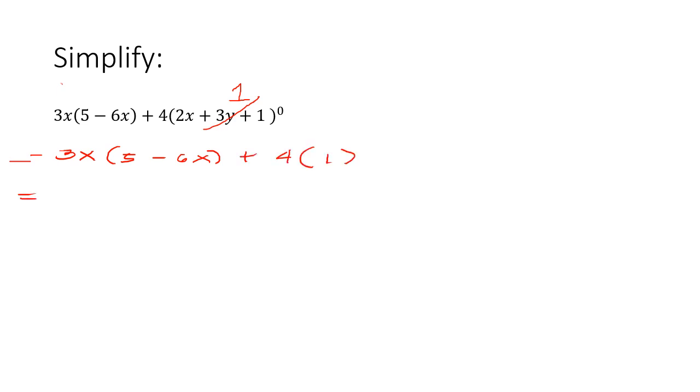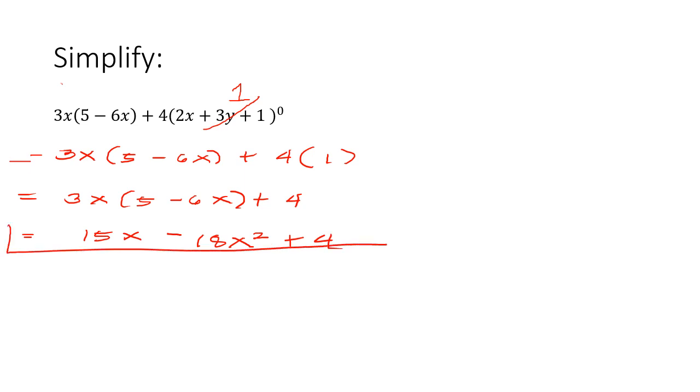So now we will have 3x times the quantity of 5 minus 6x plus 4. And now we will distribute 3x to each term. So you will have 15x minus 18x squared plus 4. Right? This is the final answer.